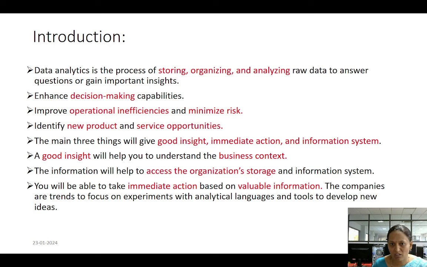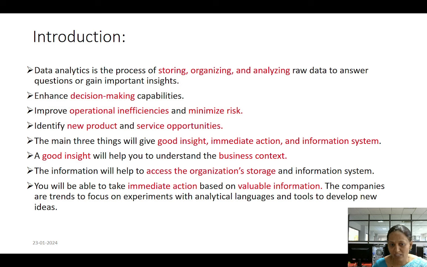It's a process of storing, organizing, and analyzing the raw data to answer the queries we have with respect to the problem definition. It enhances our decision-making capabilities because we have filtered the data and collected only the data which is required for our problem definition. Once we make the decision, we need to improve the operational efficiencies, because we need to decide how we are going to model the data. Several operational inefficiencies, or operational tasks, are included in the syllabus. Then we identify new product and service opportunities.